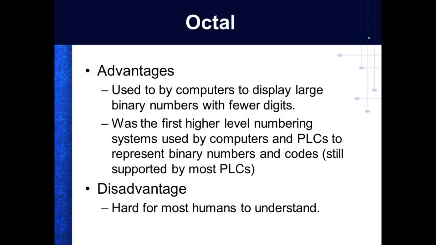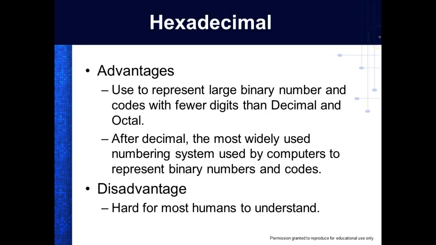So octal, this is used by computers to display large binary numbers with what? Fewer digits. What's the first higher level numbering system used by computers and PLCs to represent binary? So this is why most of your PLCs still support octal, because this was the first, and we like to make things kind of downwardly compatible, right? You understand? But it's hard for us to understand until after y'all take tonight's class.